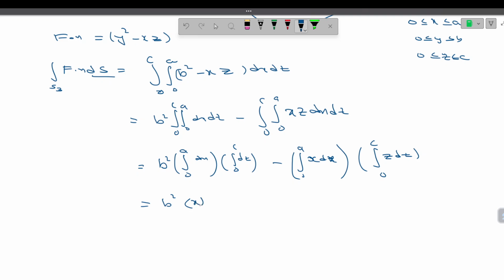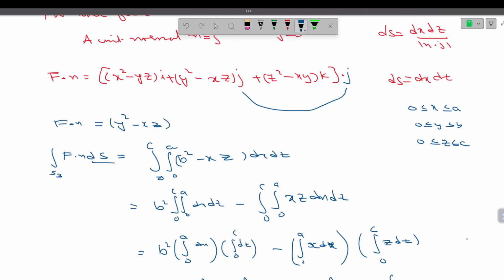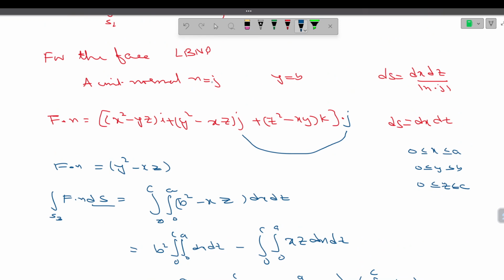So b square, integral of x from 0 to a, integral of dz from 0 to c. This will be x square by 2 from 0 to a, and z square by 2 from 0 to c. So this is b square a c minus a square c square by 4 c square. Name it C3. You see, same thing: if you take n equal to minus j, it will get plus things.